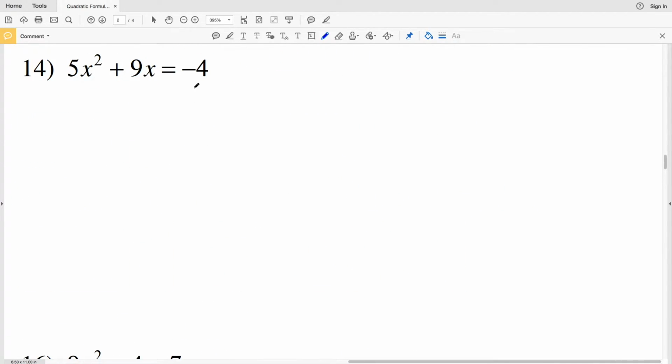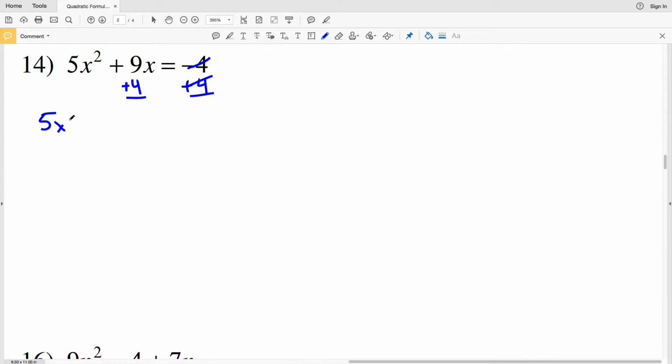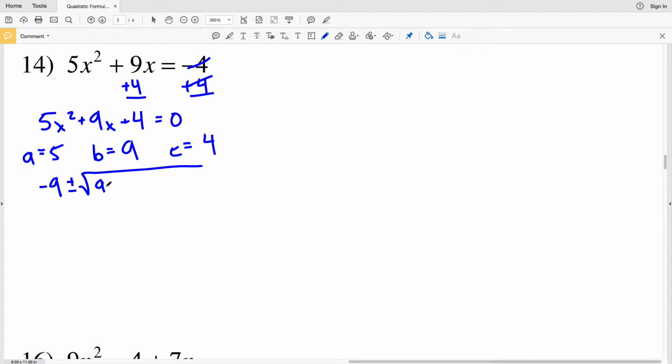In number 14, we need that quadratic to equal 0 in order to use our quadratic formula. So I'm going to add 4 to both sides. In doing so, I'll get 5x squared plus 9x plus 4 equal to 0. My a value is a positive 5, my b value is a positive 9, and my c value is a positive 4. So I'll have the opposite of 9 plus or minus the square root of 9 squared minus 4 times 5 times 4, all divided by 2 times 5.